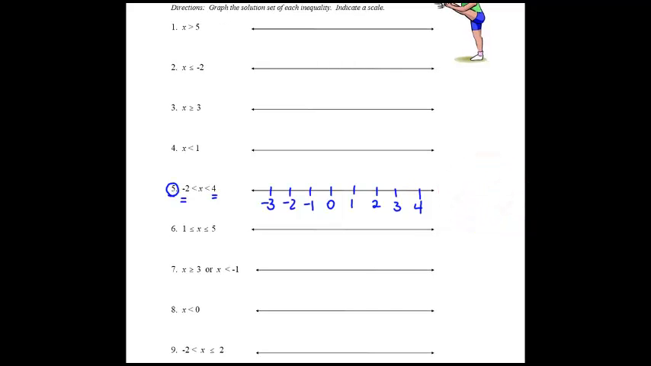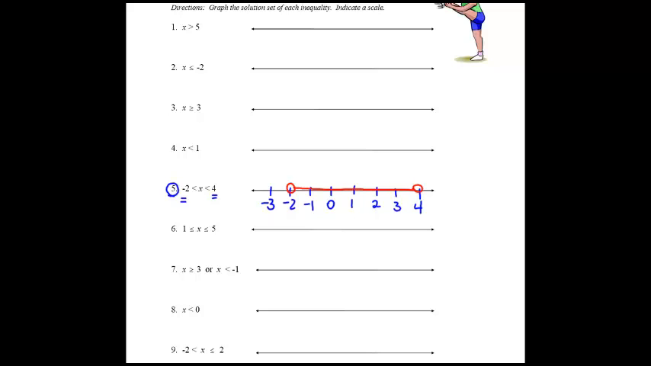Now I'm actually going to graph what the situation tells me. I want x to be greater than -2. So that's an open circle, and less than 4. So my graph is going to look like this. In order for x to fulfill these conditions, it can be any number within that graph.